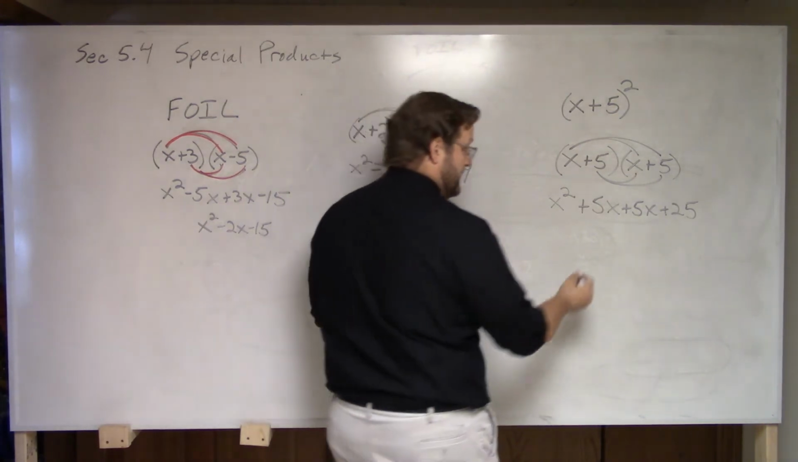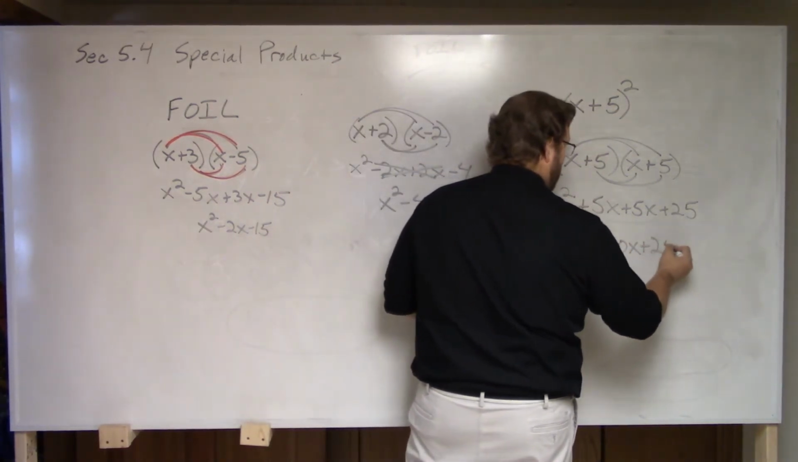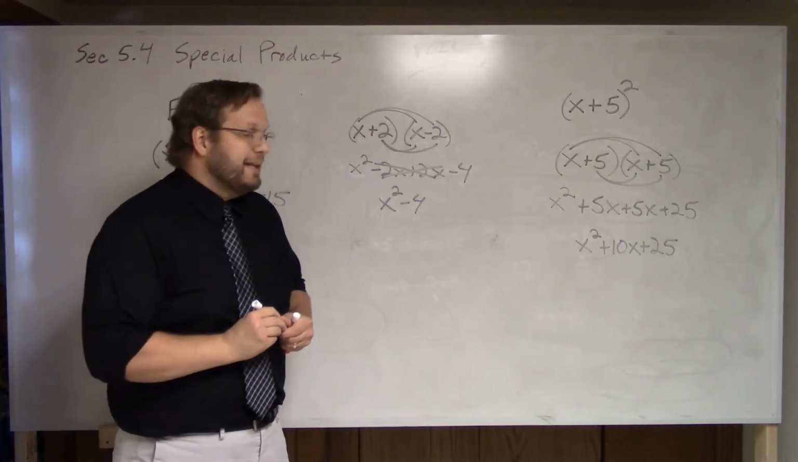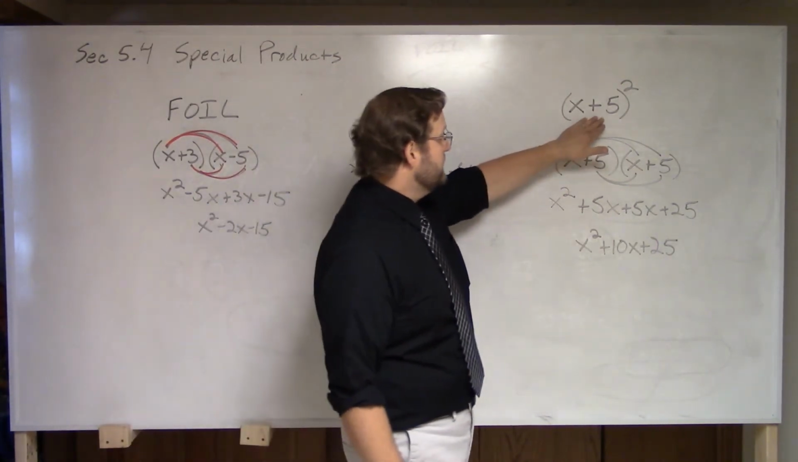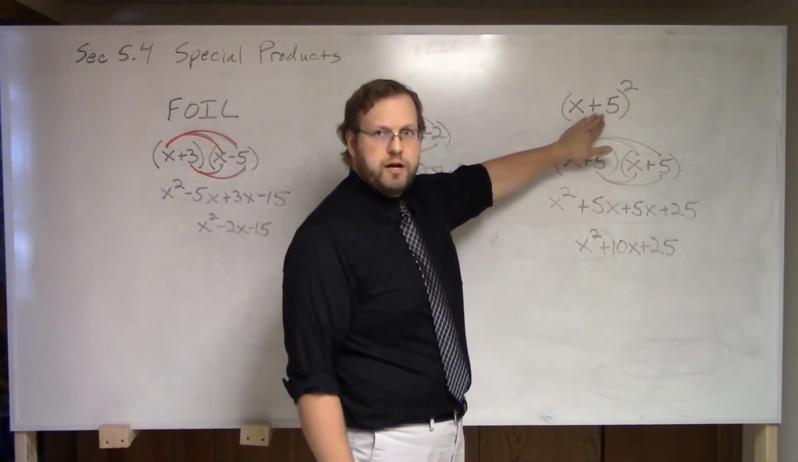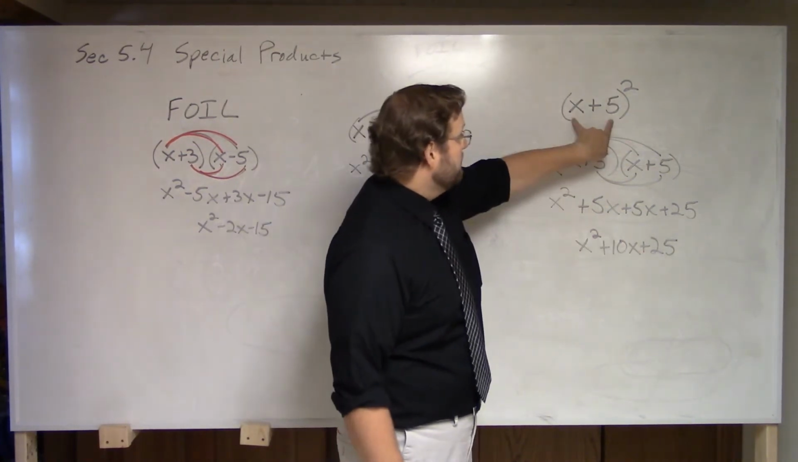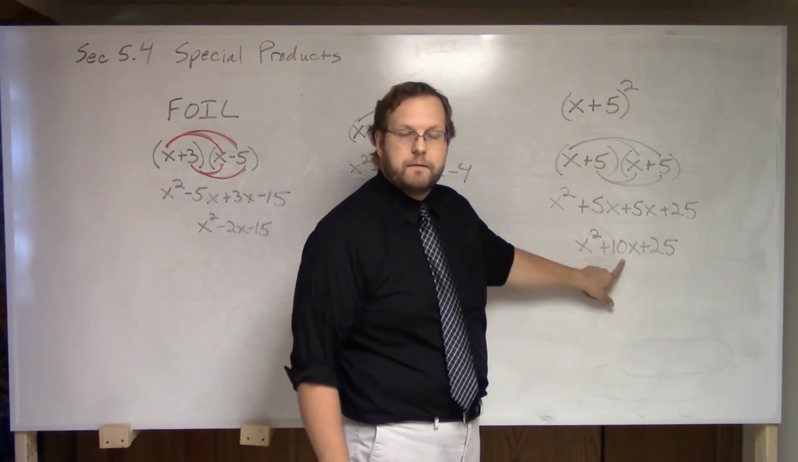Those middle terms then add up, and we're left with that trinomial. Okay? Now, what the book tries to get you to do is to look at this and say, okay, this is a special product. I can square that, I can square that, I can multiply those to get 5x, and then double it, and then I get the 10x.